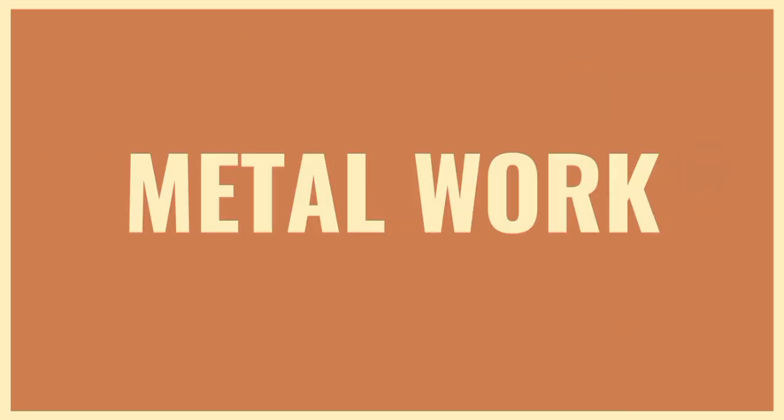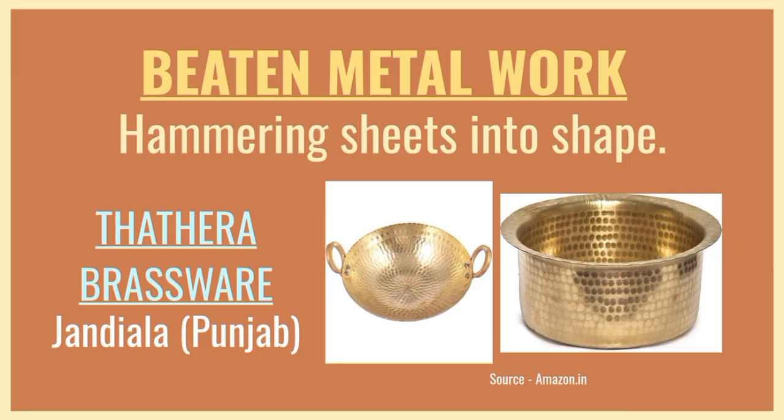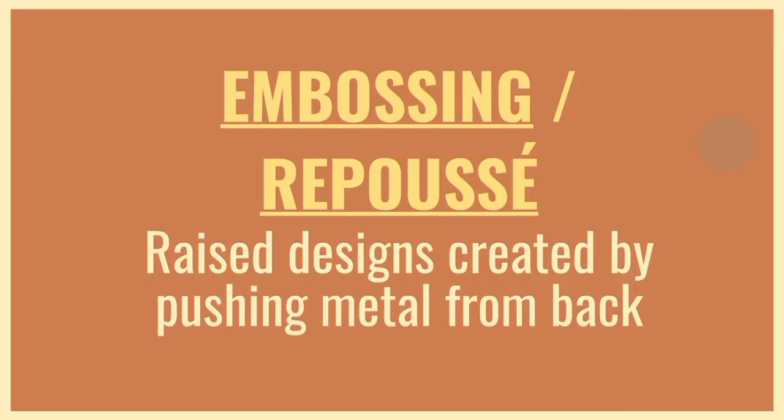Next, let's go to metalwork techniques. So we have beaten metalwork. You just hammer sheets into the shape. Metal is malleable. It can be made into sheets. So you hammer those sheets and you give them shape. Thatera brassware from Jandiala, Punjab is an example of it.